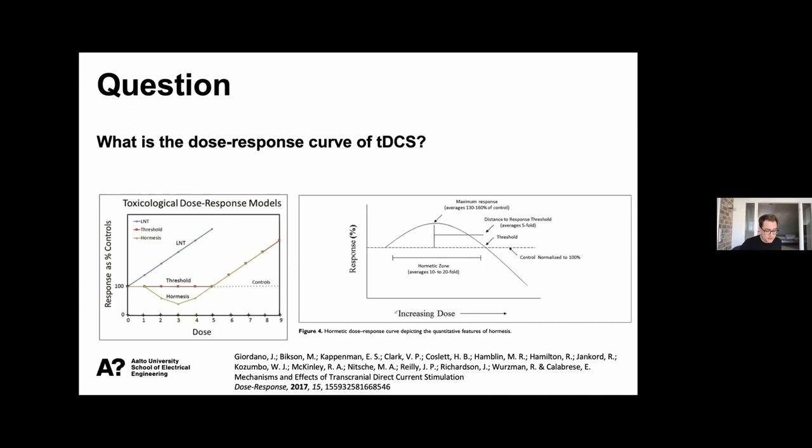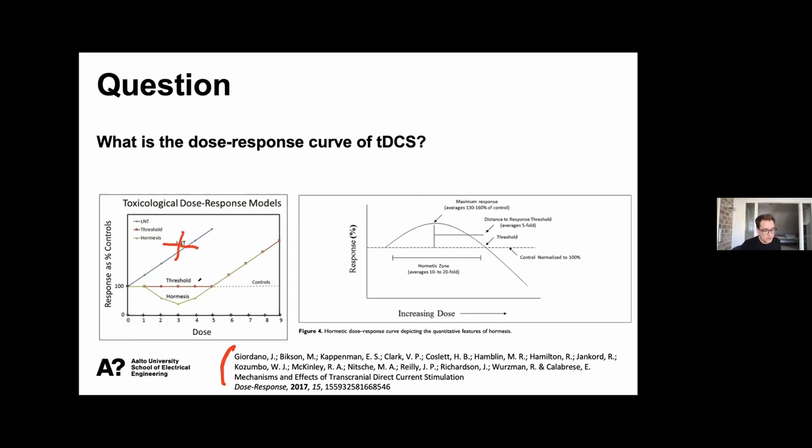For instance, in this paper, they hypothesized the hormetic dose response model for tDCS. It is one of three basic dose response models used in toxicology. First of all, you have the linear model, where the dose and the response are linearly related. But based on the previous results, this doesn't seem to be the case for tDCS.